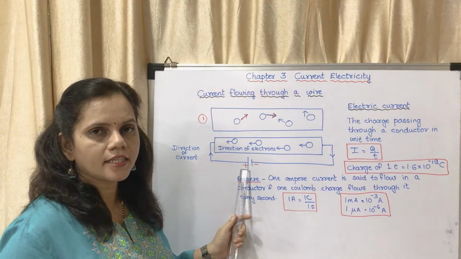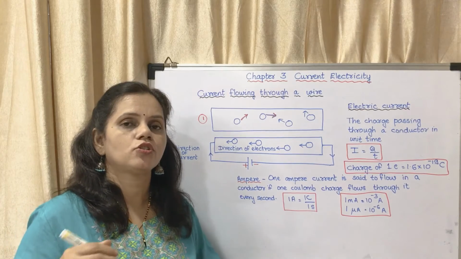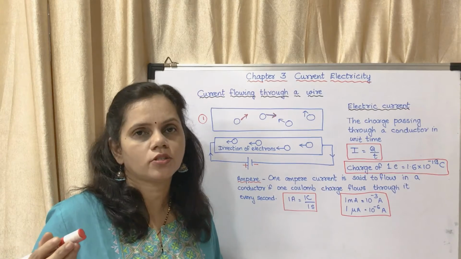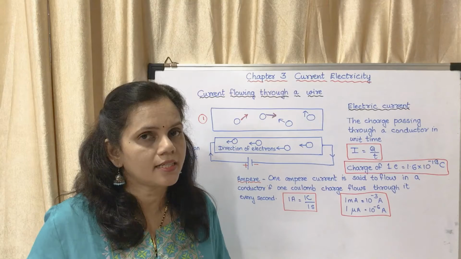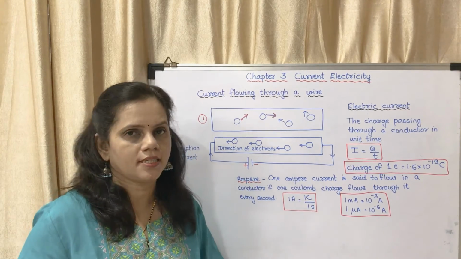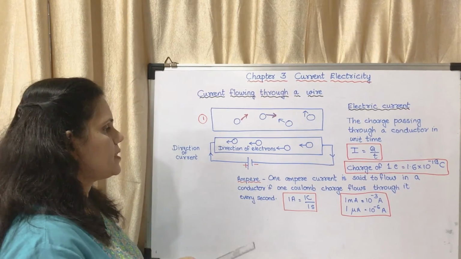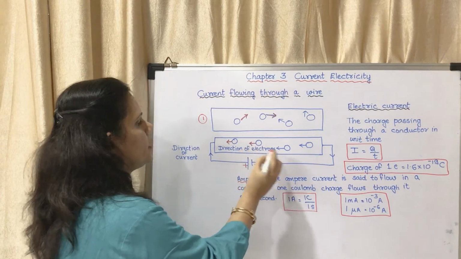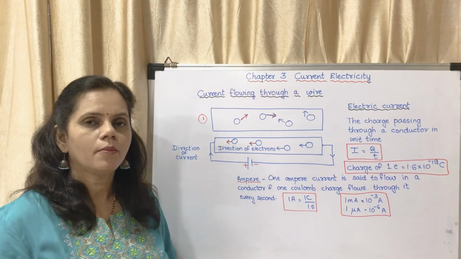When it is connected to a cell, what happens to the electrons inside? What happens to those electrons which are free to move? The copper is ready to give those electrons. Those electrons have which charge? They have negative charge. So they will move towards the positive terminal of the cell. You may see that the electrons are moving in this direction. All the electrons are moving in the same direction.